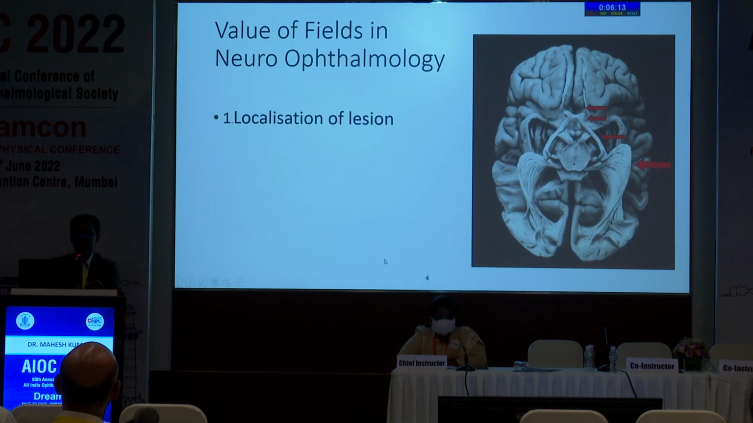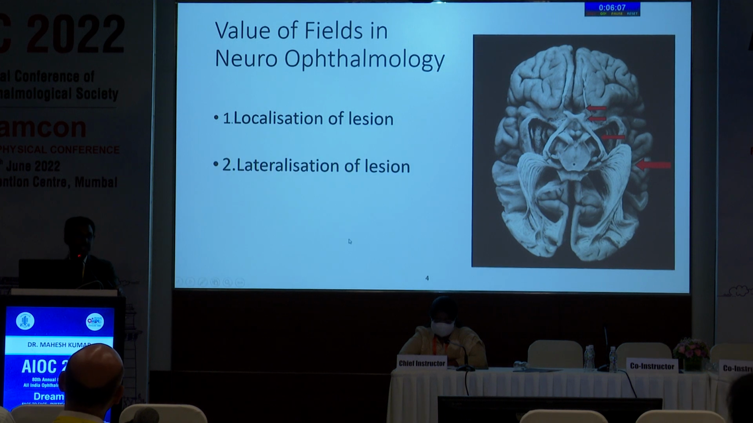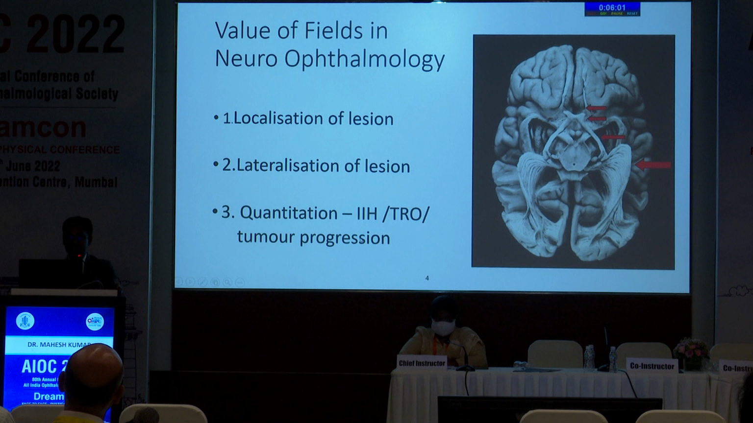The value of fields in neuro-ophthalmology lies in localizing the lesion, and lateralizing the lesion to some extent, if possible, to the right or left side, purely based on the visual fields. Unlike glaucoma, where every visual field is done for quantitation and seeing progression or regression by quantifying with numbers, to a large extent in neuro-ophthalmology we just do a qualitative examination rather than quantification.